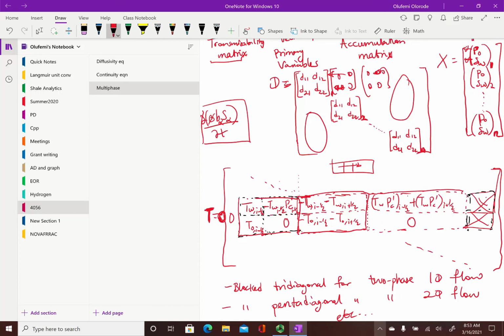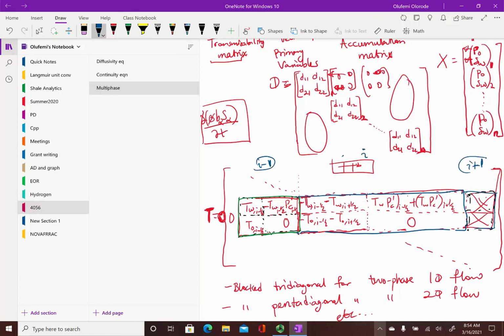actually that's wrong. Let me use a different color. You have 1, you have a different color, 2, that's why I said it's wrong, and then you have 3, and this will correspond to grid block I minus 1. This will be the grid block I, and this will be grid block I plus 1.